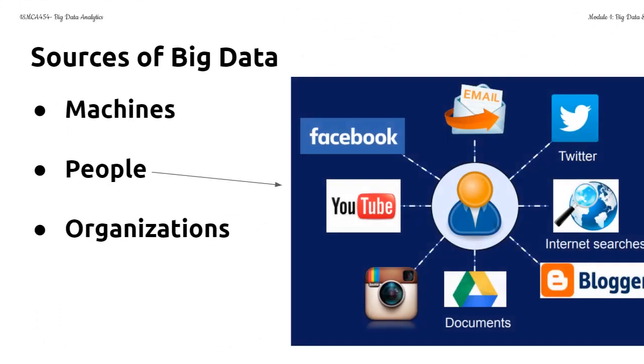When we talk about people, people can generate data in multiple ways. It can be images, videos, or social media platforms. On Facebook, there are status updates, posts, likes, and comments. On YouTube, there are the videos which have been uploaded. Instagram, Google Drive also will have multiple data uploaded, emails, Twitter updates, searches on the internet, blogging, and so on.